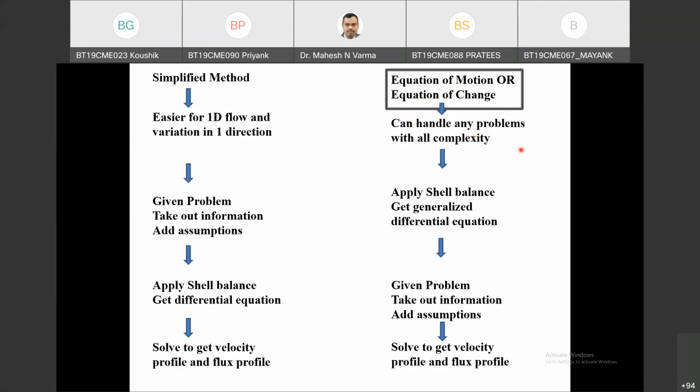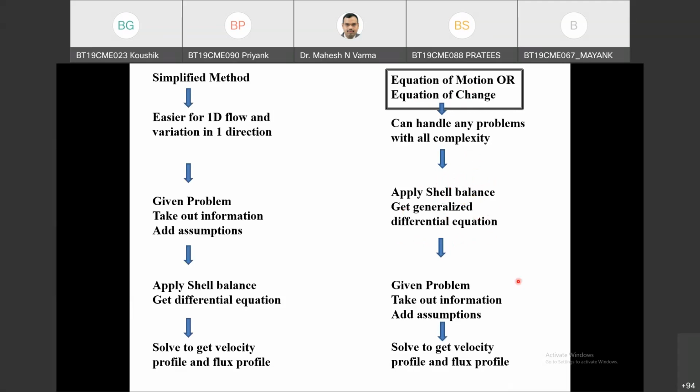So what is the equation of change? Without thinking about the specific problem, we will take a shell balance. We'll assume that there are all three velocities, say for Cartesian coordinates x, y, z, and they are varying in all three directions, with unsteady flow. So we'll apply the shell balance and get the generalized differential equation. Whatever differential equation we get at the end, after applying the shell balance for generalized three-dimensional variation and unsteady flow, is called the equation of change. So this is also a shell balance, but a generalized shell balance equation.